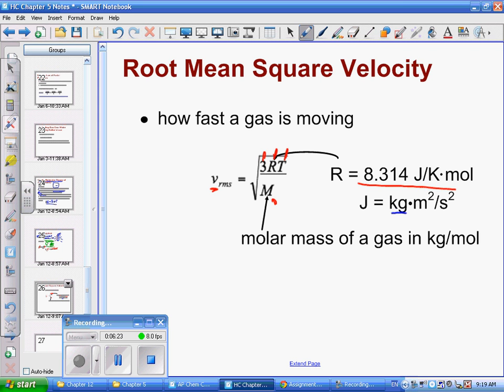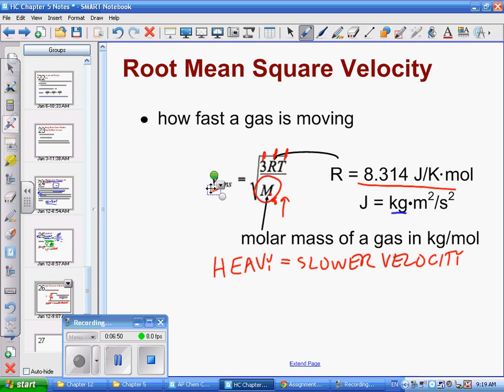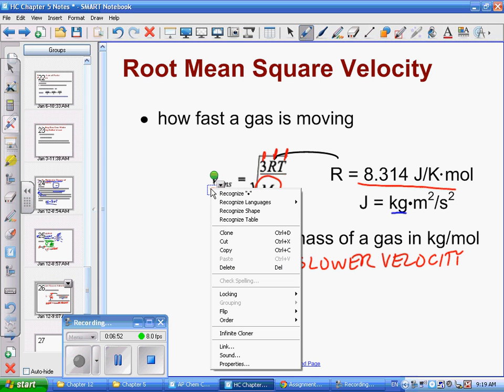The molar mass of the particles, especially the molar mass being in the denominator, says that the heaviest particles, which makes this number big, this number is going to be big, says that the heavier particles move slower. So you might want to write that down in your notes. Heavy equals slower velocity. Okay, or a lesser velocity. Okay, that's the big idea here.